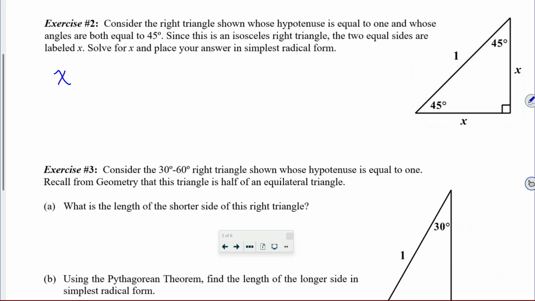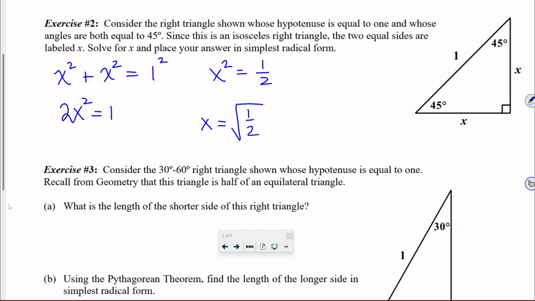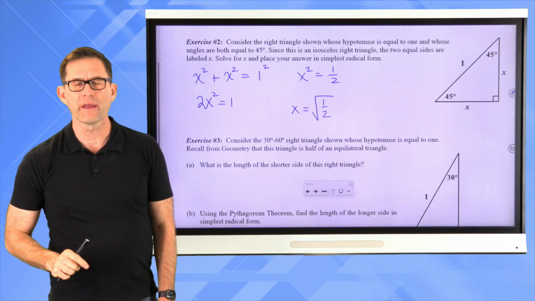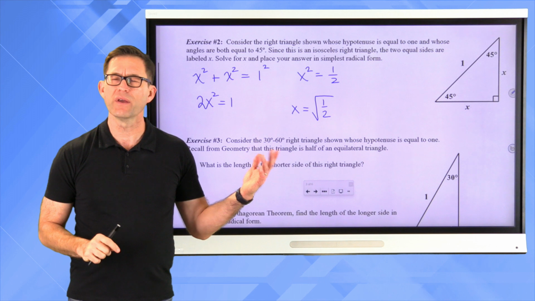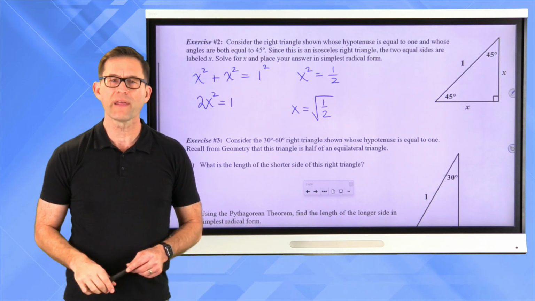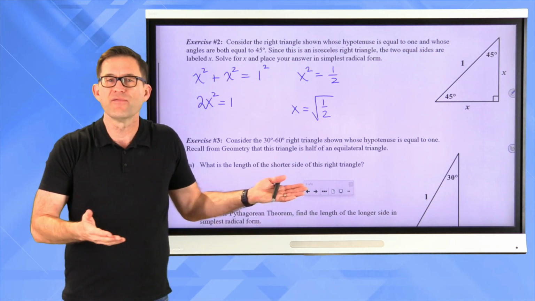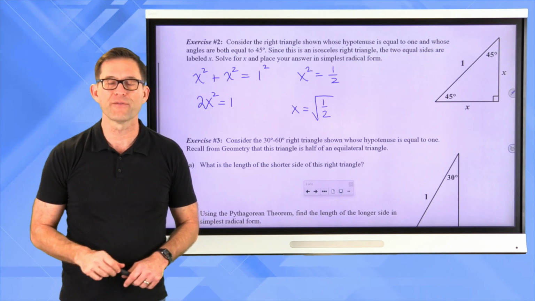Here we go, right? So I'm going to have x squared plus x squared is equal to 1 squared. So that's going to be 2x squared is equal to 1, which means x squared is going to be 1/2, which means x is going to be the square root of 1/2. Now, if you got that far, it's awesome. And I kind of wish we could just leave it like that. I really actually do, because that's a lovely answer, the square root of 1/2.